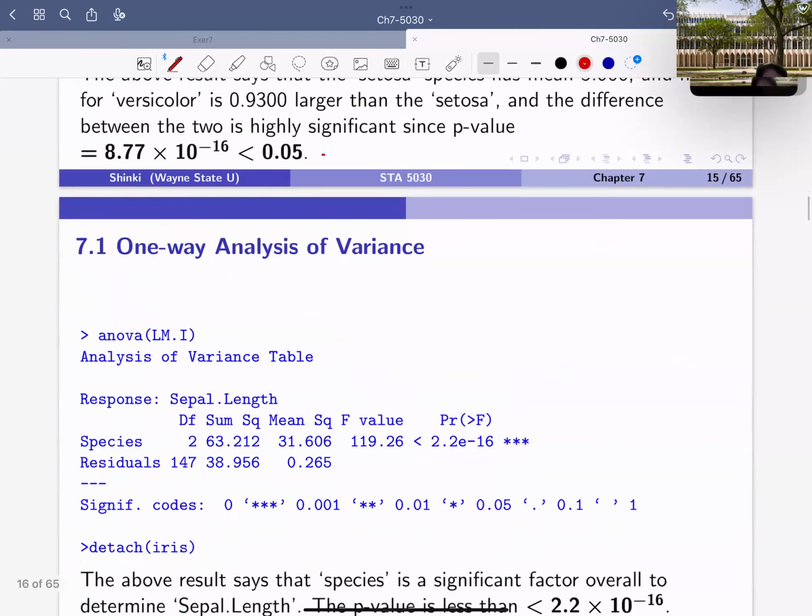Another way is to use the ANOVA function. This is still the same linear model, but if we put the linear model in this ANOVA function, it returns this. It exactly returns the MS between and MS within. And this is the sum of squares within, SSD in our notation, SSDW. And this is SSDB.